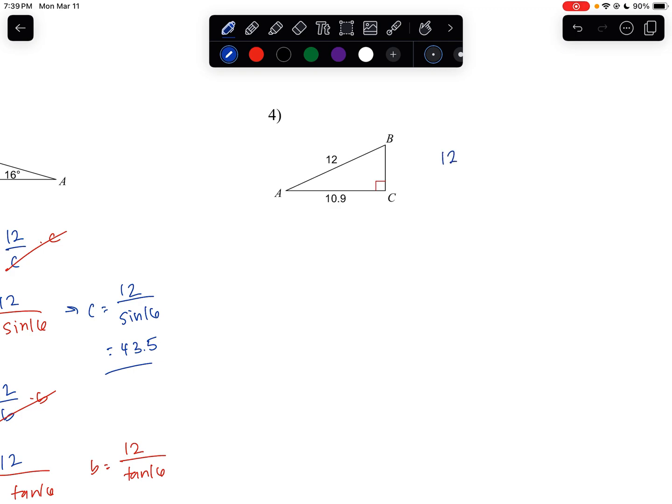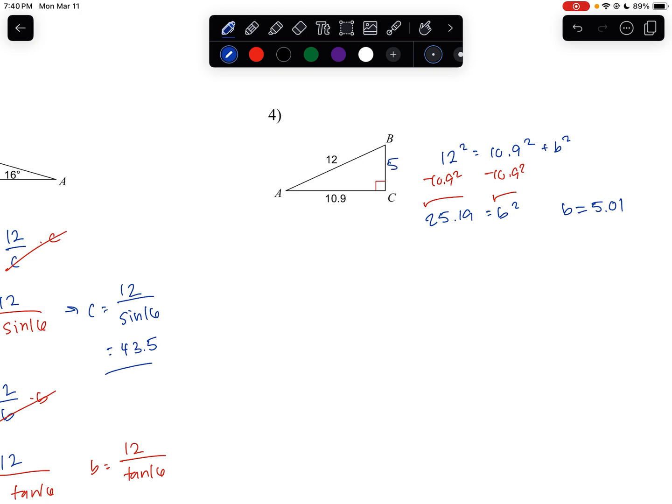So Pythagorean theorem, in this case, 12 squared will be equal to 10.9 squared plus b squared. So we're going to subtract 10.9 squared from both sides. So 12 squared, subtract 10.9 squared, and I get 25.19 is equal to b squared, and then I'm going to take the square root of both, so I get b is equal to the square root of 25.19, which is 5.01. Just for the sake of making it easier, we'll just say 5.